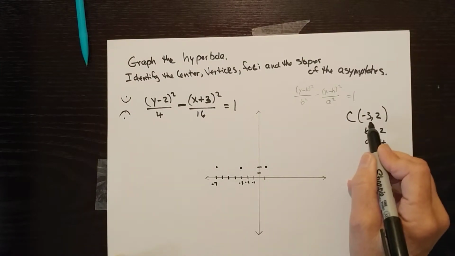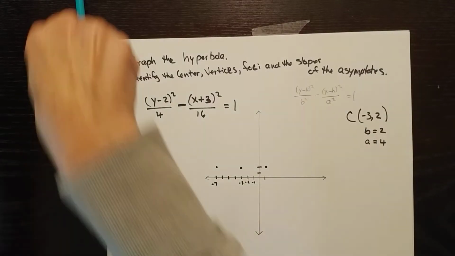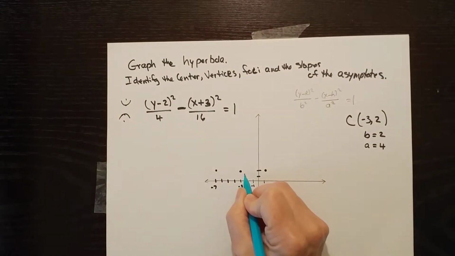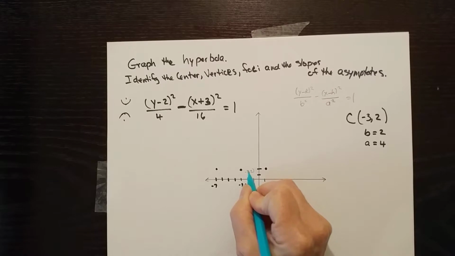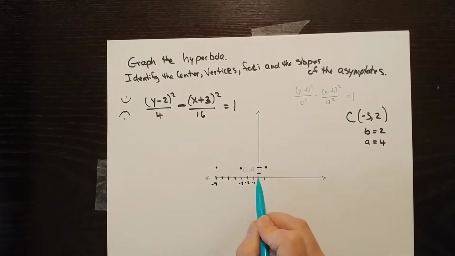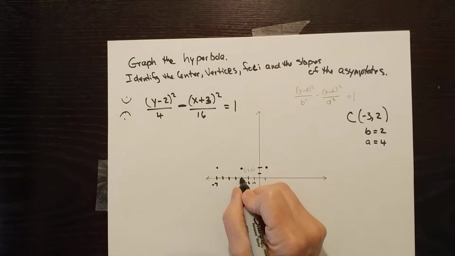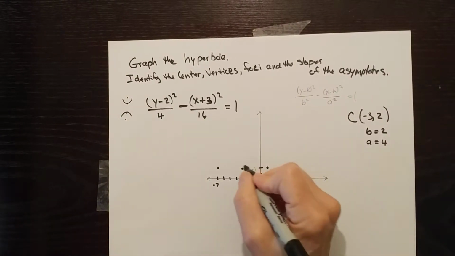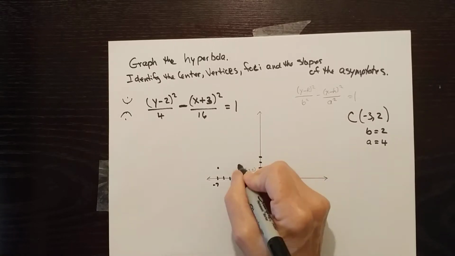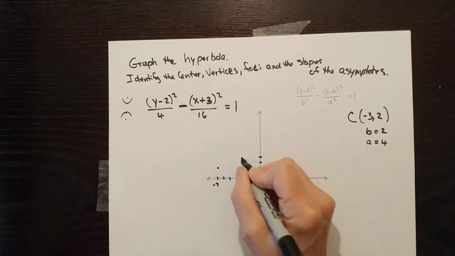This is -3, 2 right here, so I'll write that in pencil. It gets kind of crowded sometimes, so I might have to erase that. I'm going to go down 2 units, so from this point I go down 1, down 2. Right here on the x-axis is where one of those points lies, and then I go up 2 units from there, and that is where this point lies.